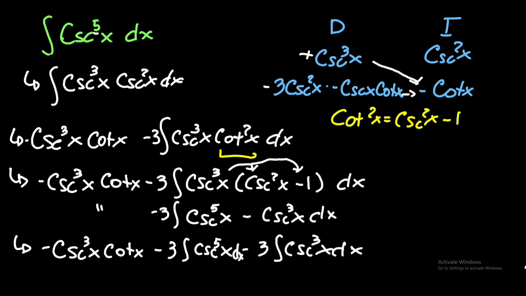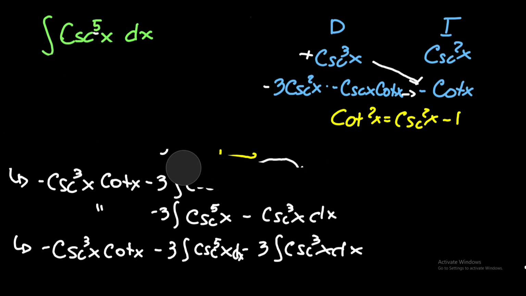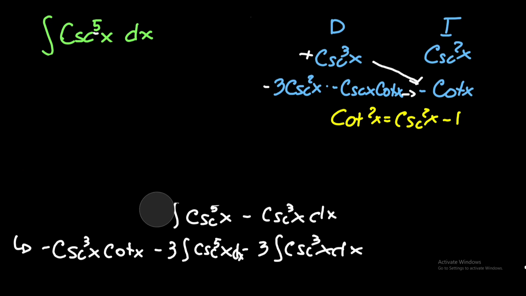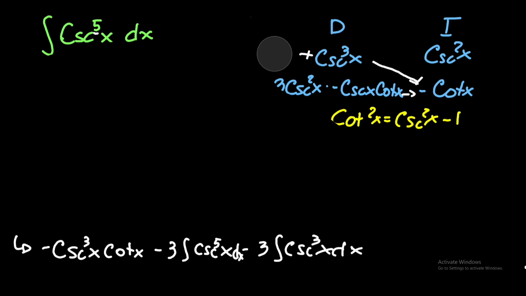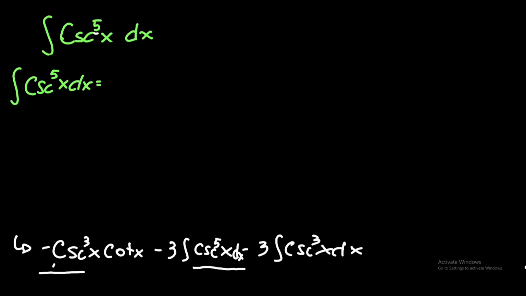Let me just make some space here real quick. And so as you can see here again, we have cosecant raised to the power of 5 of x dx, which is the same as this. So we can just equate this by copying this problem first, and equating this by copying all of this.